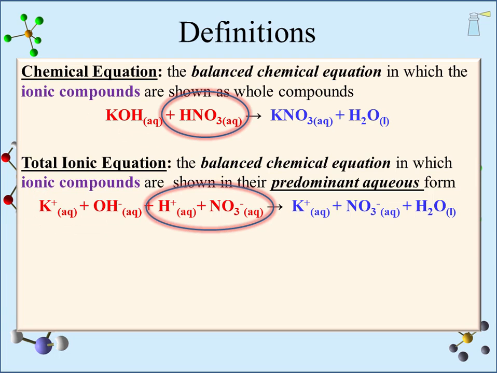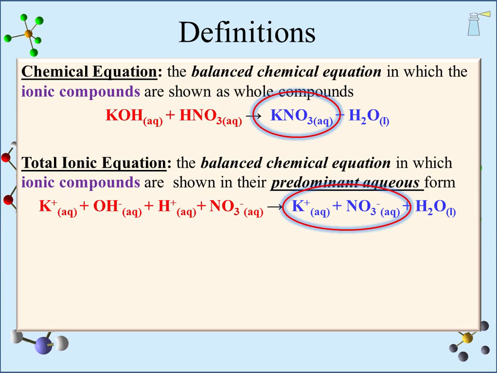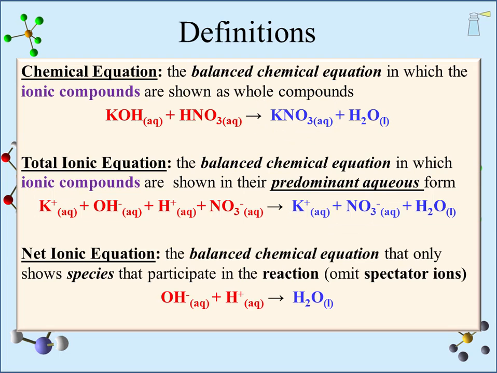Importantly, all of the compounds with the AQ subscript are written as ions in the total ionic equation. The nitric acid and the salt potassium nitrate are also shown in their predominant aqueous form. It is the AQ subscript that is the indicator to break the ionic compounds into their constituent ions. In the second lecture on net ionic equations, a set of rules is offered that can also be used in determining soluble ionic compounds. The last definition and the topic of this lecture is the net ionic equation.